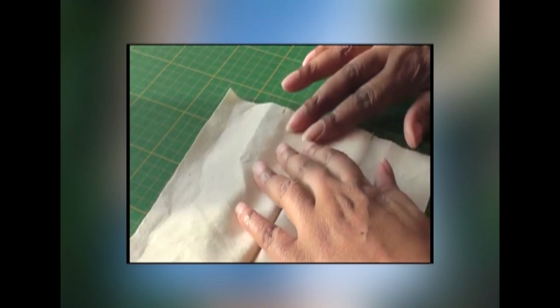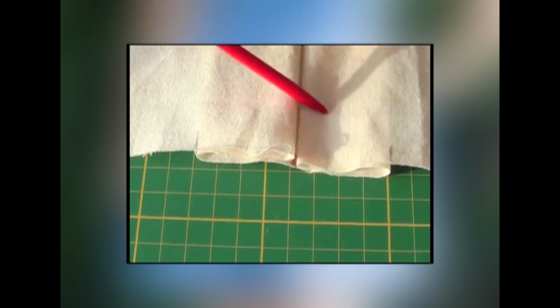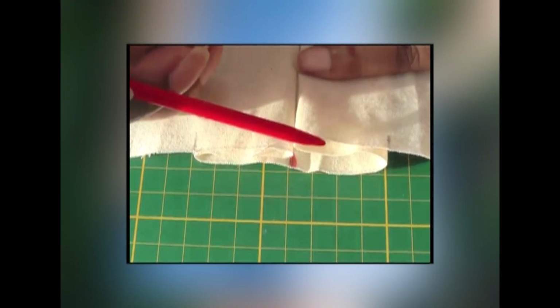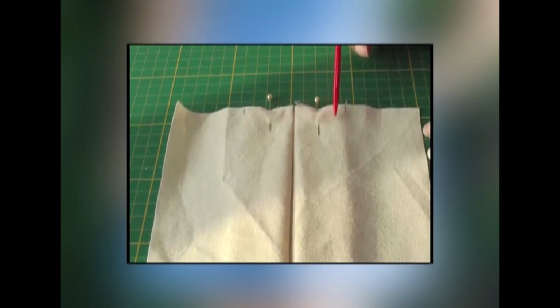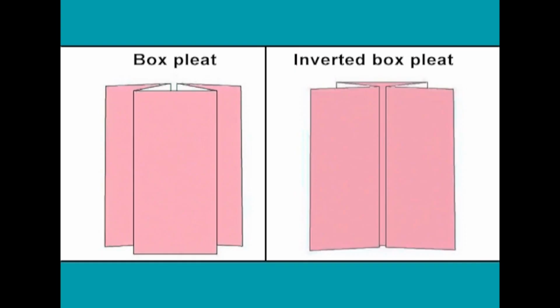with the right sides together, pin along the pleat line. To make the pleat firm, tack along the pleat line from the lower edge, then stitch along the seam line and press them open. When both box and inverted box pleats are made in a row, they look alike as they are the 2 sides of the pleat series.